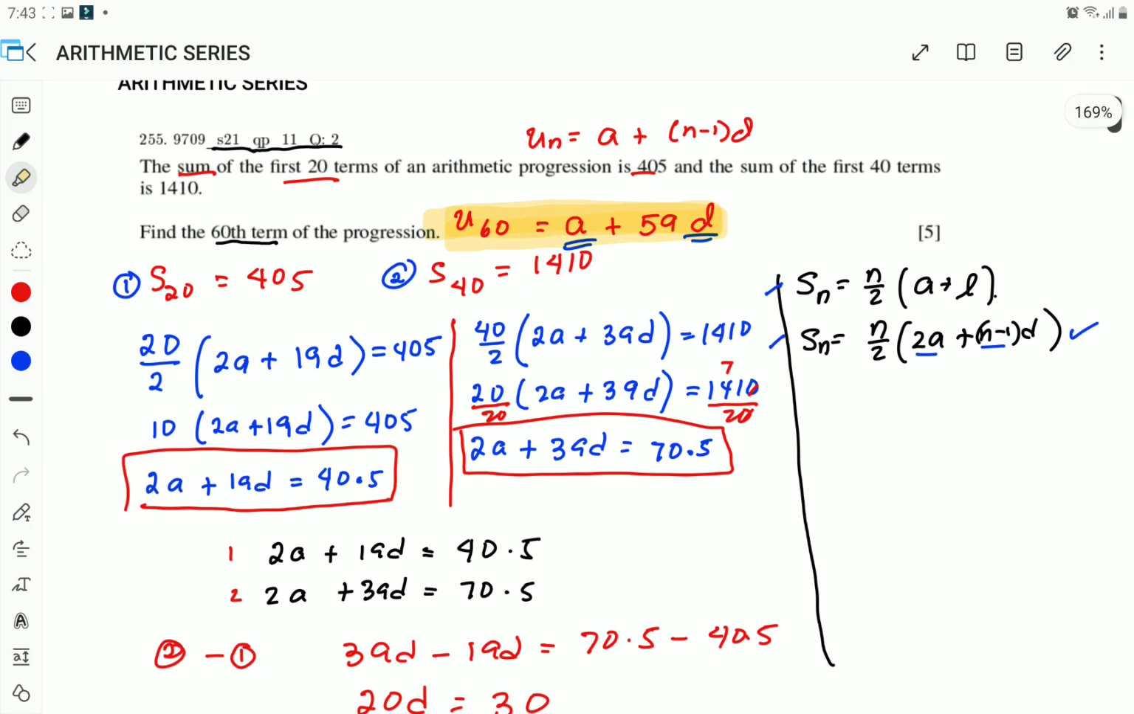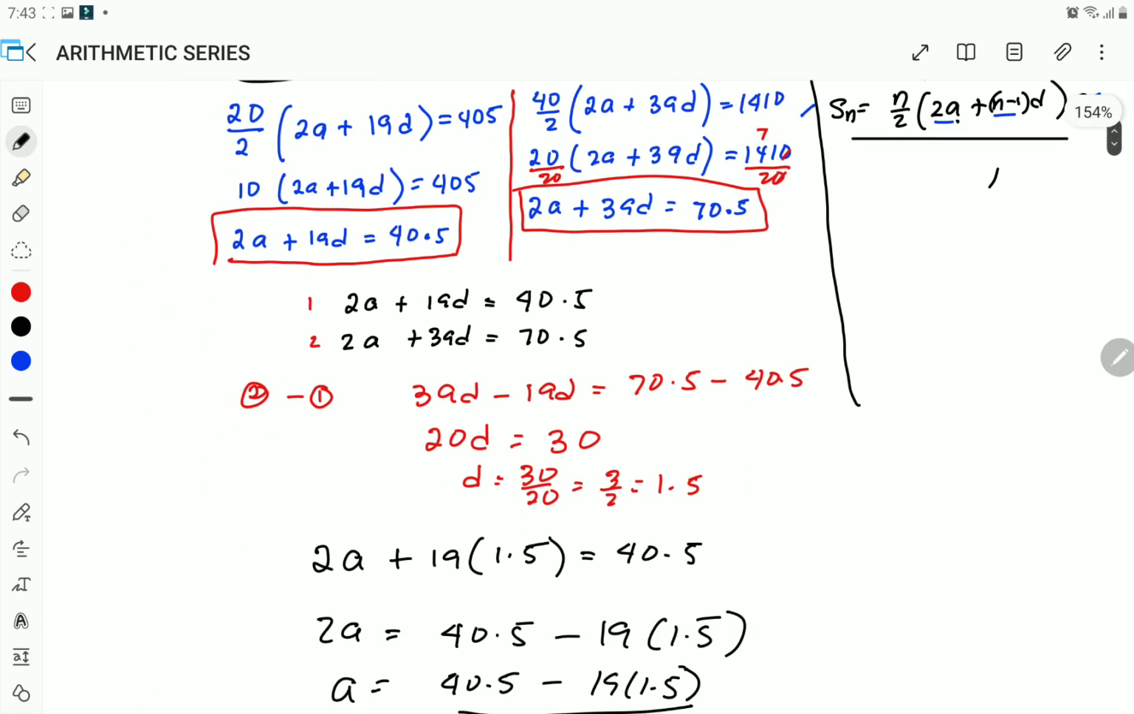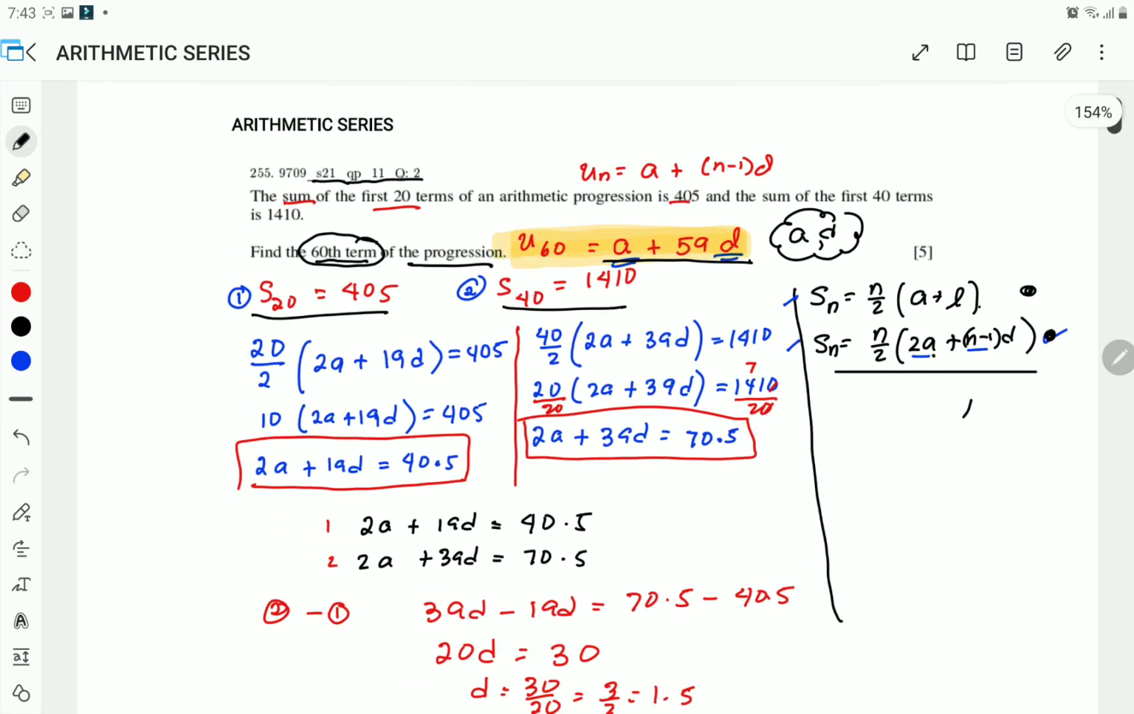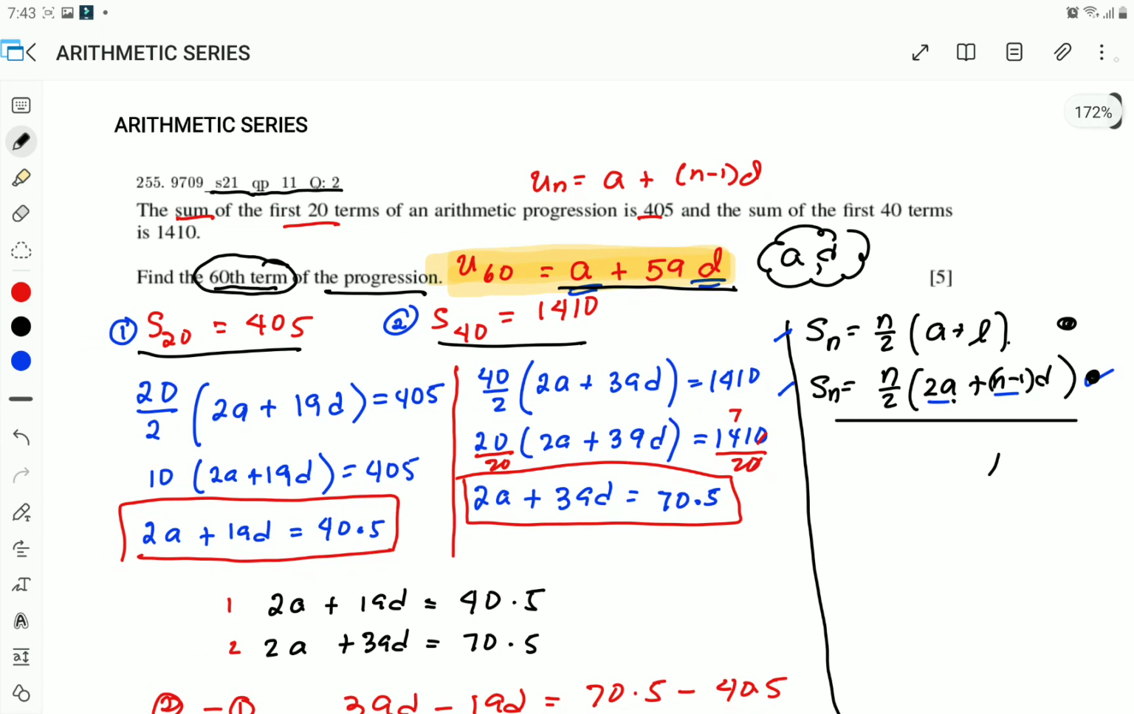The thinking process is that since you're looking for the 60th term of the progression, this is the formula for that. So in your mind, you need to think, oh, I need an a, I need a d. I know the sum. I have two formulas. Which one am I going to use? I will use formula 2 because I need an a and I need a d. Then just play with it. I have no calculator here, so I don't like to compute that much. So that's the end of this very short tutorial.